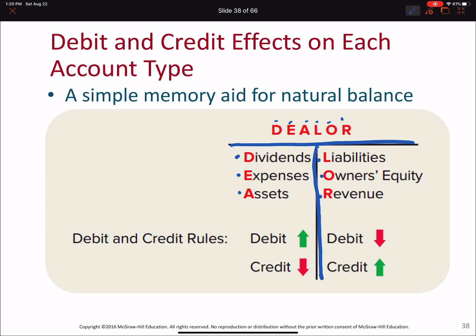Well, it can help you because then all you have to remember is that if it's on the left, we attach debit when it's an increase, and we attach credit when it's a decrease. If it's on the right, we attach debit when it's a decrease and credit when it's an increase. Okay, so this probably feels like a lot of steps right now. You're going to be amazed at how good you get at this.